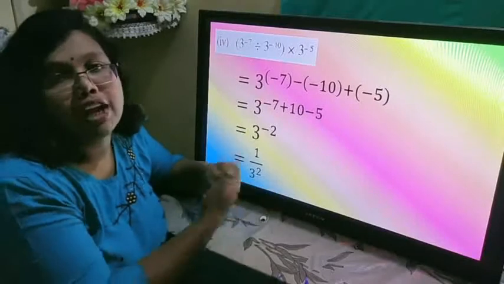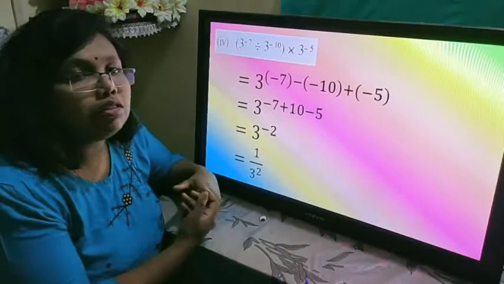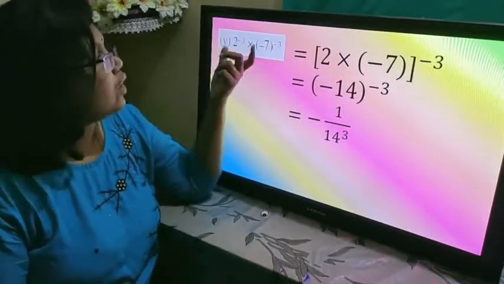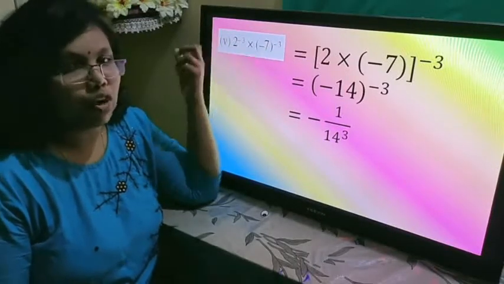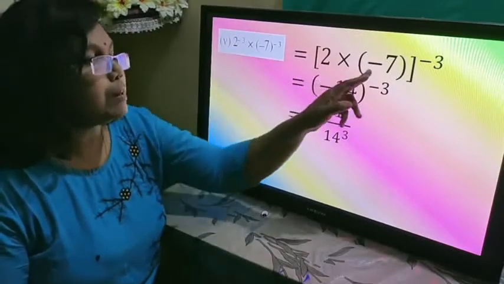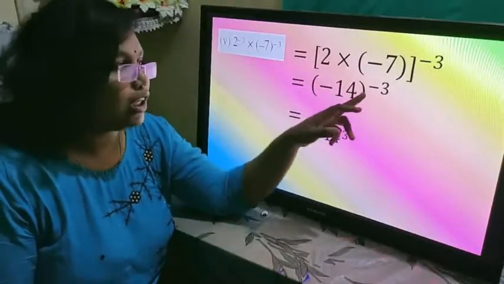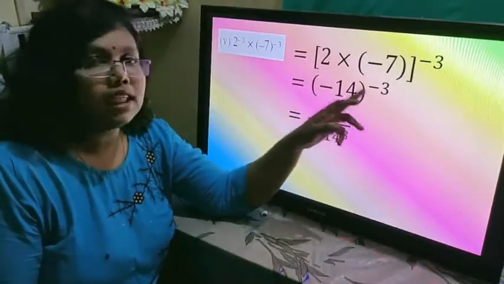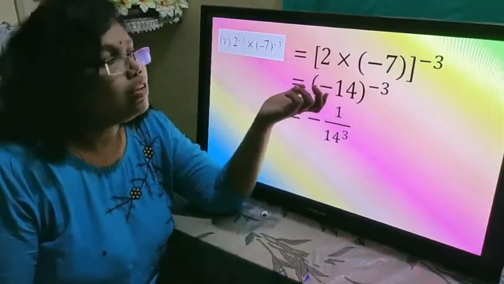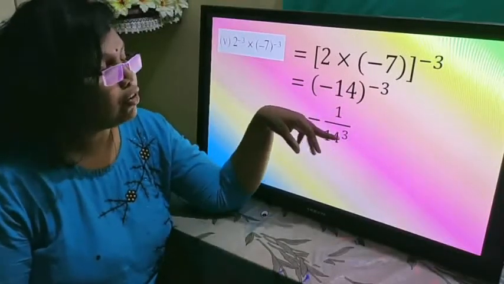Whenever we have a negative exponent, we generally make it positive. How to make it positive? Just take the reciprocal. The next question is 2 raised to minus 3 multiplied by minus 7 raised to minus 3. Now here the exponent is the same, so what we do is multiply the bases. The base here is 2 and minus 7. 2 multiplied by minus 7, the entire thing raised to minus 3. So 2 into minus 7 is minus 14 raised to minus 3. Now minus 3 is a negative exponent, and by convention we have to have a positive exponent. To do that, we just take the reciprocal of it, that is minus 1 by 14 cubed.